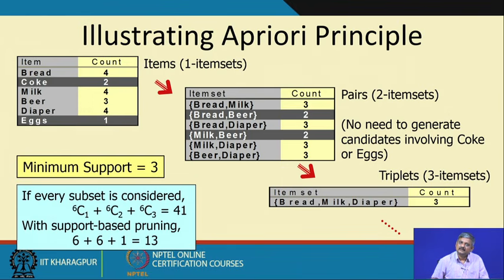Instead of evaluating all these 41, what I can do is remove coke and eggs from further consideration, take only bread, milk and diaper, find out 2 item sets combining milk, bread, beer, diaper, find their count, find which of them are infrequent, take only the others and get ones of size 3, and so on. So, this way I can proceed.